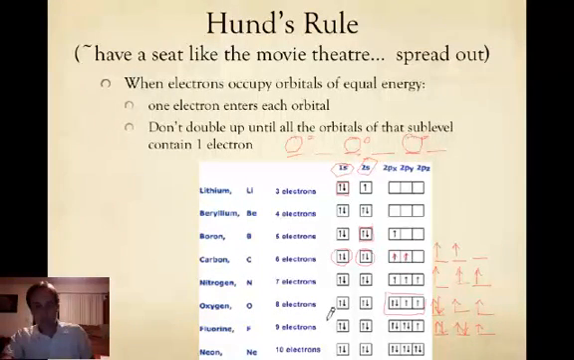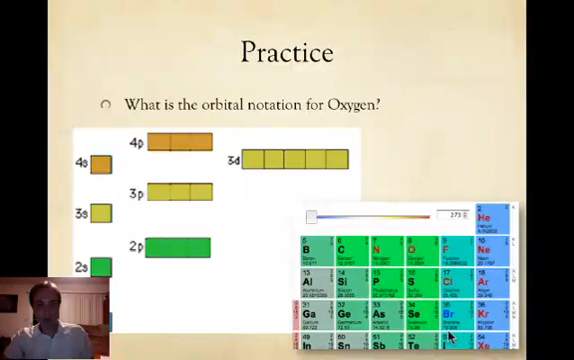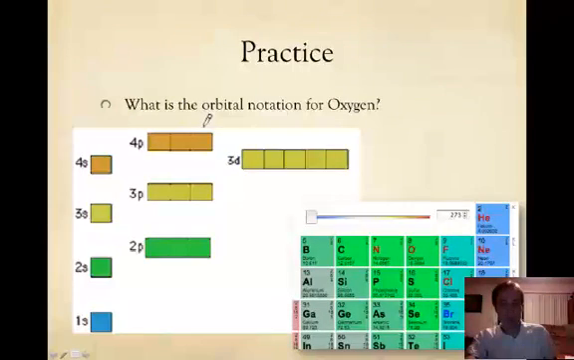So again, Hund's rule: you don't double up until you have to, and you still follow Pauli exclusion, meaning they have opposite spins when they do double up. So those are the 3 rules. Let's do practice real quick. I know we just did this one, but let's try it again.